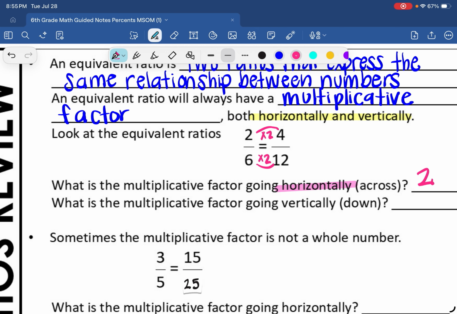What is the multiplicative factor going vertically? So now we are looking for a relationship between the numerators and the denominators. So 2 multiplied by 3 is 6, as well as 4 multiplied by 3 is 12. So the multiplicative factor going vertically is 3.